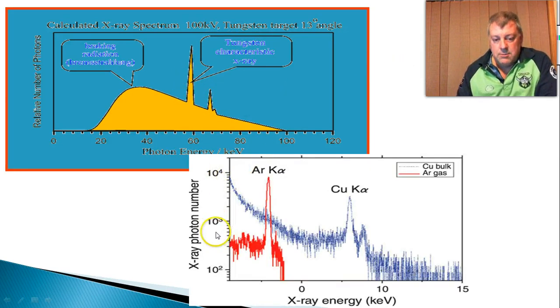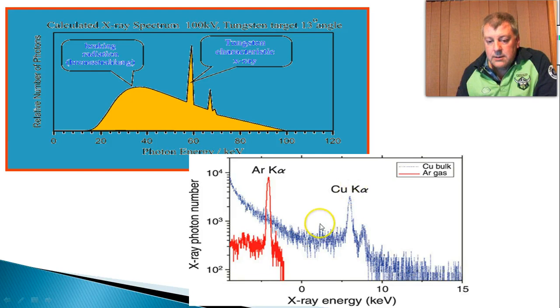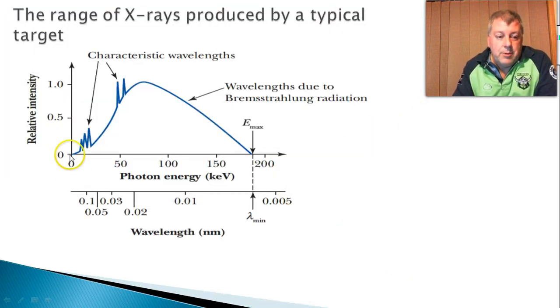And here we see a similar one, but here we've got different targets. This target is argon and potassium, and this one's copper and potassium. And so you can see peaks for different elements. And so this is actually one way of using X-rays to identify substances as well, but that's a different story altogether.